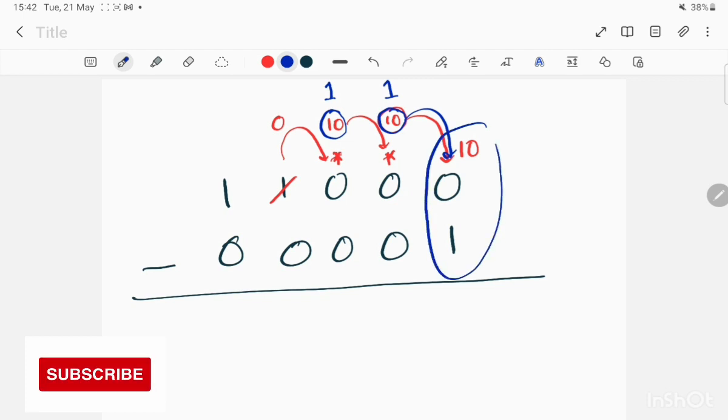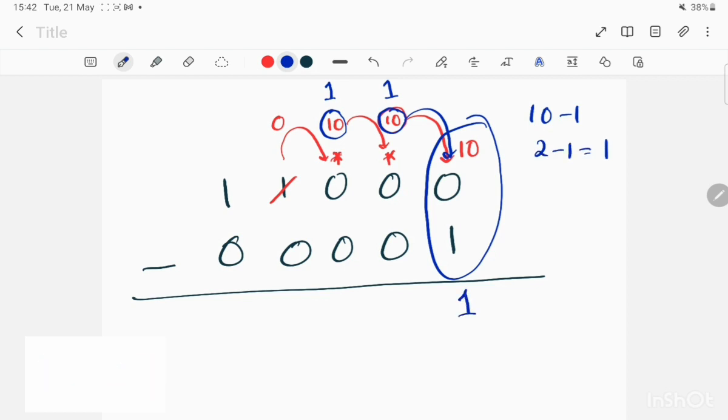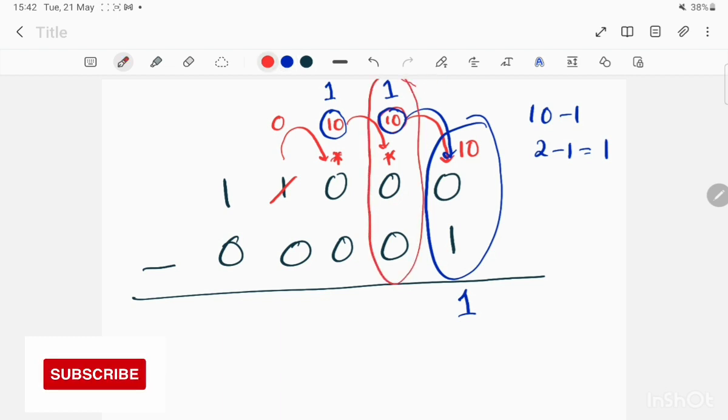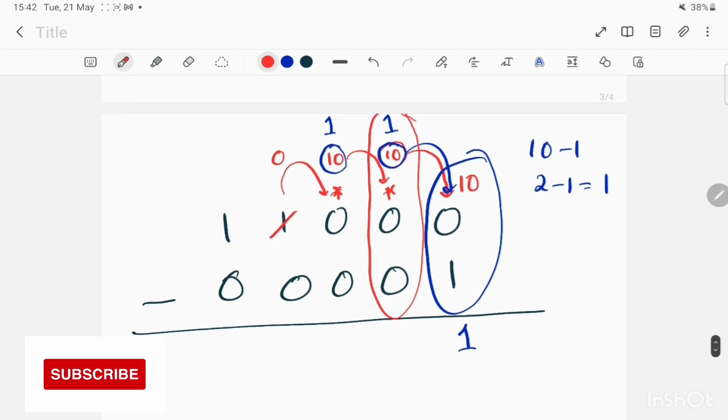So from here we have 10 minus 1. 10 means 1 0, minus 1. 1 0 is nothing but 2, so 2 minus 1 is actually 1. Now next check this column. In this column you can see that it is equal to 1 minus 0 minus 0. So 1 minus 0 minus 0 is again 1.